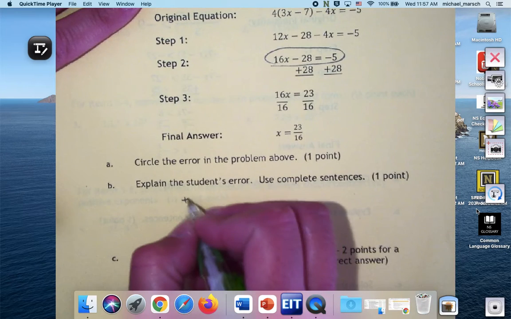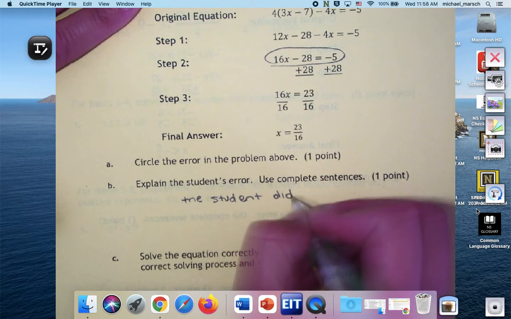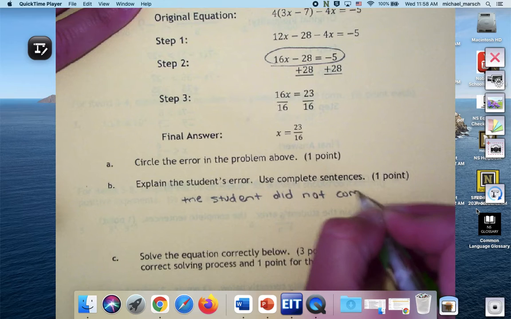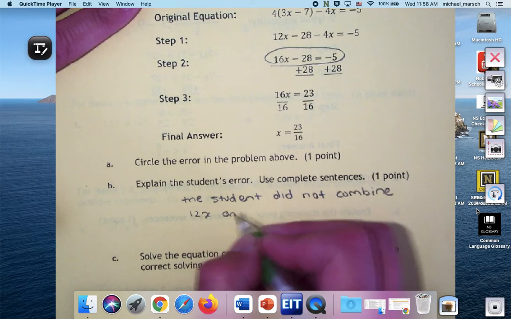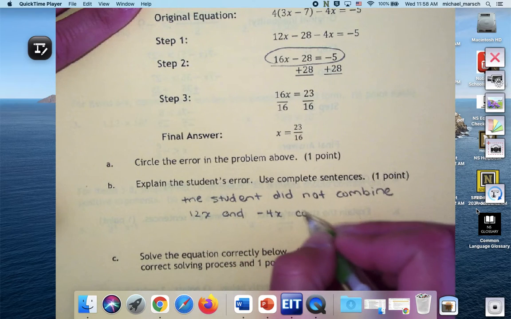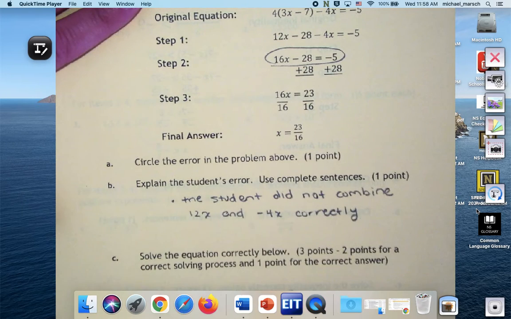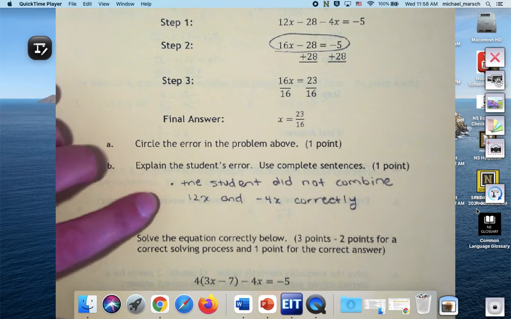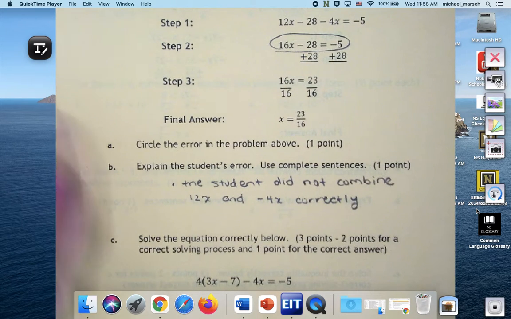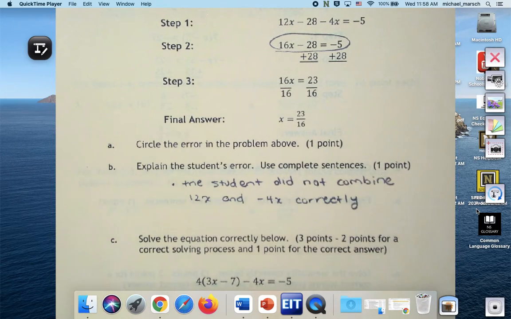So the student did not combine 12x and negative 4x correctly. Now, there are a lot of different ways you could explain to me what the student did wrong. I said the student should have subtracted the 12x and the 4x. Perfect. Your answer doesn't have to look exactly like mine, but it needs to make sense with what's actually wrong. If I know you know what you're talking about, you're going to get the point.